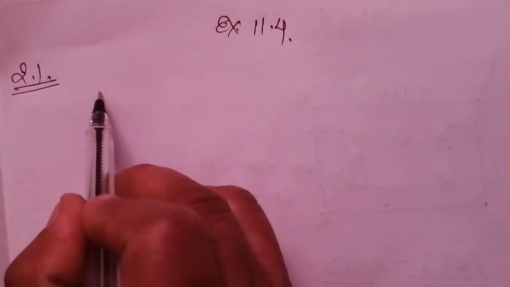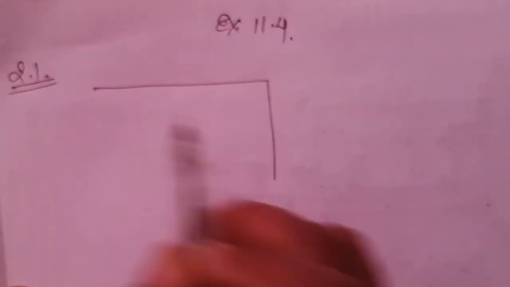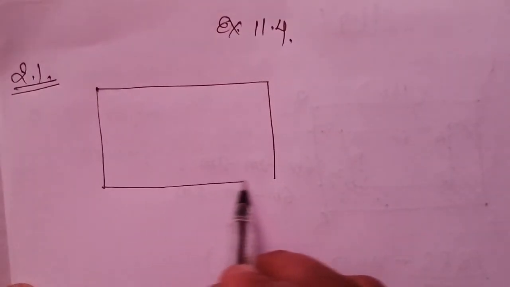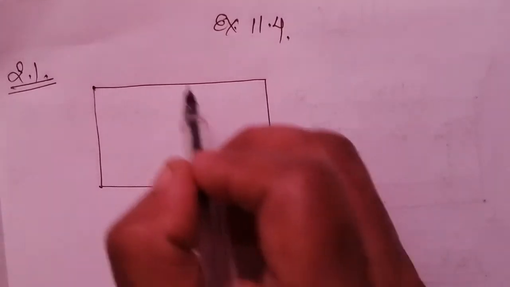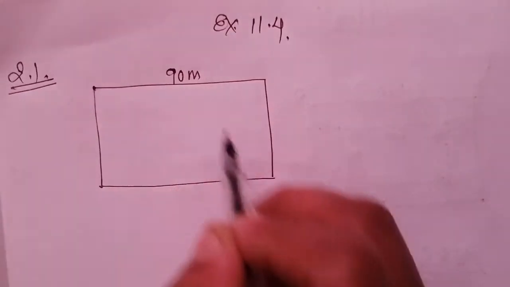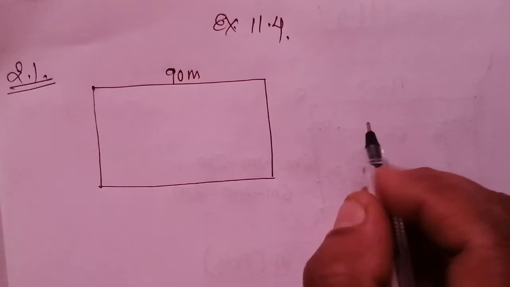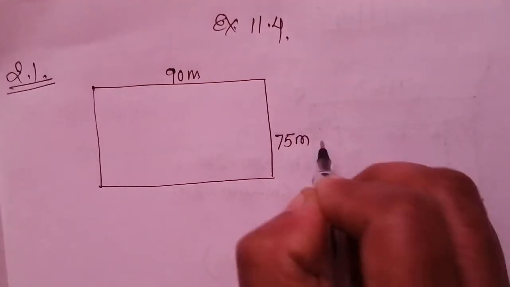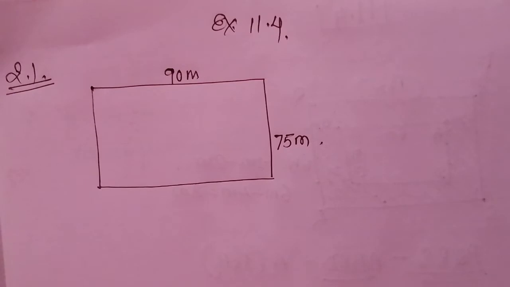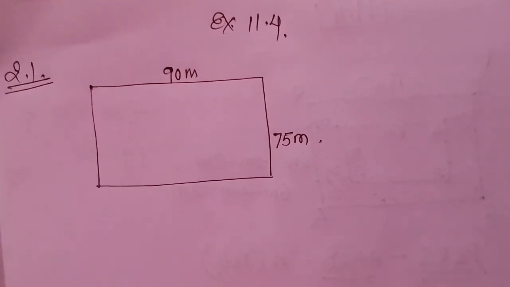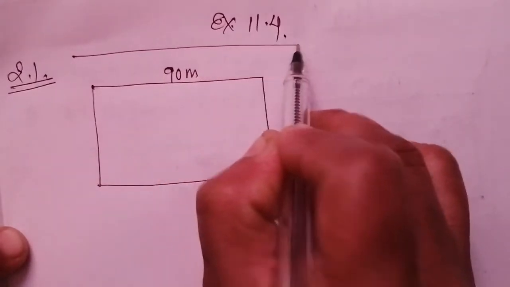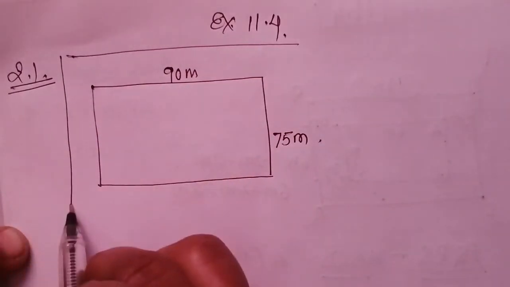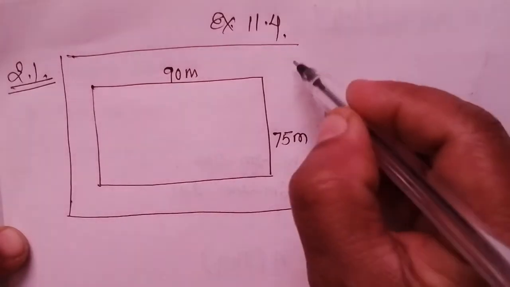First of all, I'll explain with the diagram. This is the garden. The garden is 90 meter long, this is 90 meter long and this is 75 meter broad. Now they have given that a path 5 meter wide is built outside around it. 5 meter around it means here, outside.